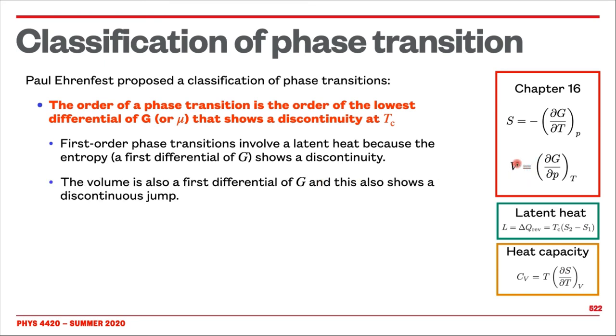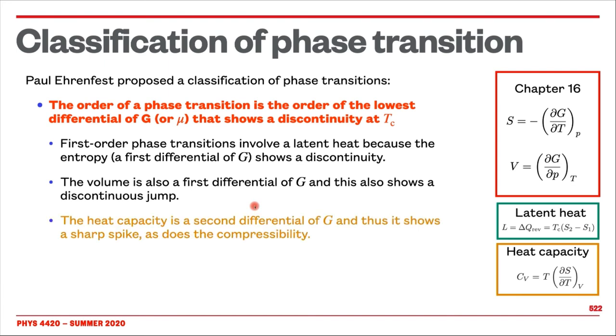Interestingly enough, the volume is also a first derivative. So if you have a jump in volume when you move from one phase to the other, you also have a first order transition. And again, this idea of discontinuous change of volume is what we see, for example, in the liquid to gas transition. And as I mentioned a second ago, the heat capacity is the second derivative. So for a first order transition, because the entropy has a discontinuity, the derivative of a discontinuity is a spike, so that will be a sharp spike.